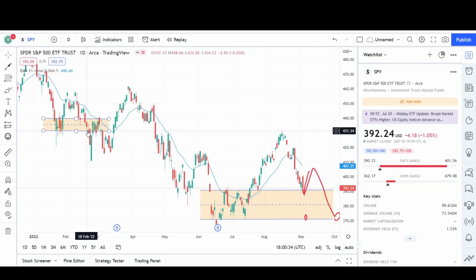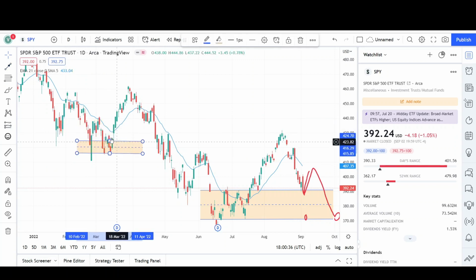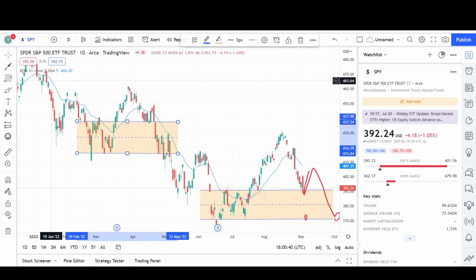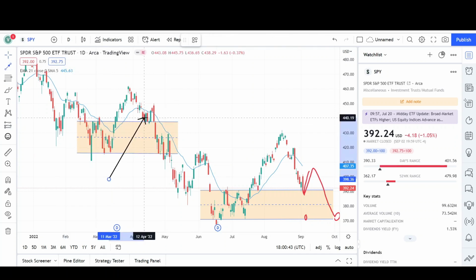Now the same thing occurred right here. Let me move this range over. Again, look at the range patterns. Now you can see that we came back to the top of the range. We tested it, and then we had a couple of double traps.